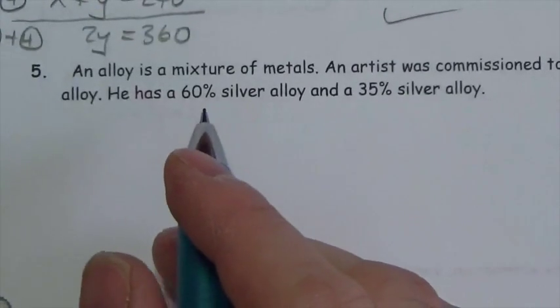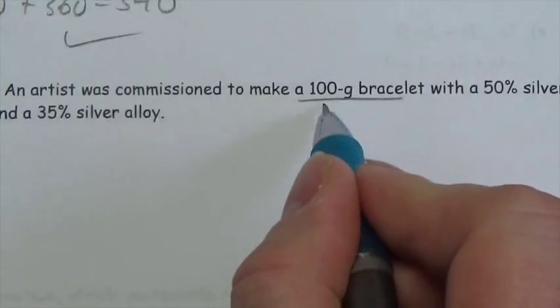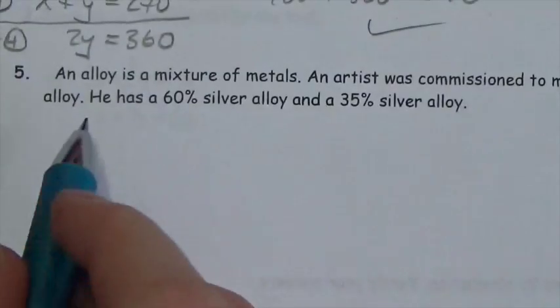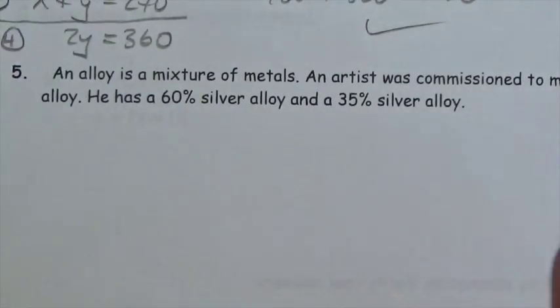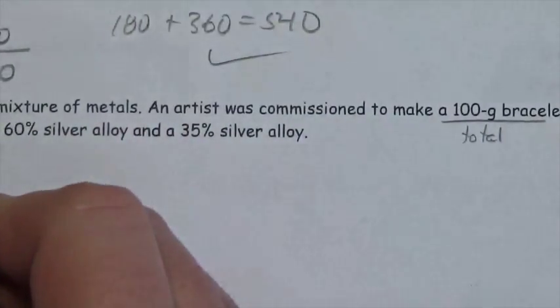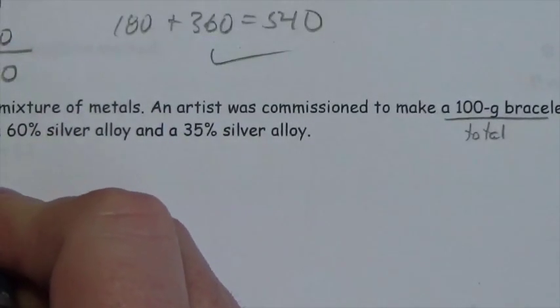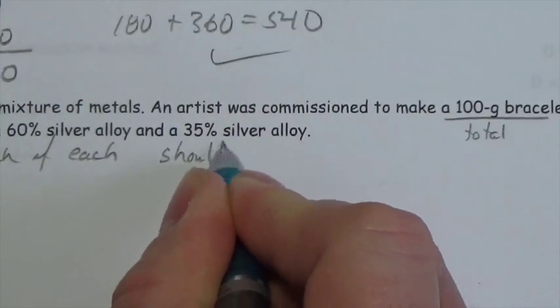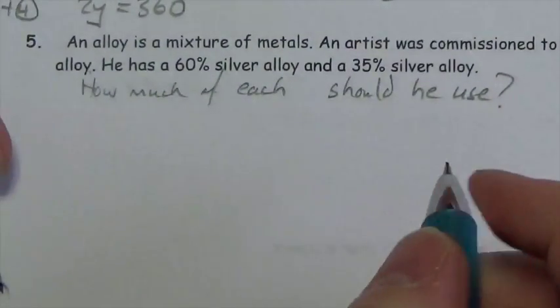All right, for this question right here, it's a mixture problem. It says an alloy is a mixture of metals. An artist was commissioned to make a 100-gram bracelet. This is a total with 50% silver. Now he has a 60% silver alloy and a 35% silver alloy. The question, which is missing here, is how much of each should he use?